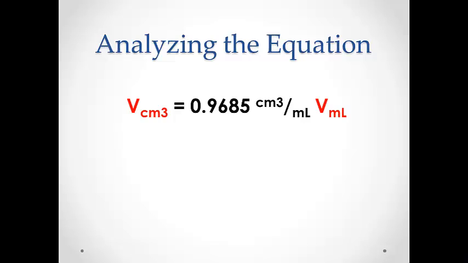Since the y-intercept can be ignored in this case, we want to rewrite the equation to reflect that. To do this, we simply leave off the y-intercept and are left with the volume in cubic centimeters equal to 0.9685 cubic centimeters per milliliter, multiplied by the volume in milliliters. This leaves us with a simple equation that will allow us to plug in either variable in order to determine the other.